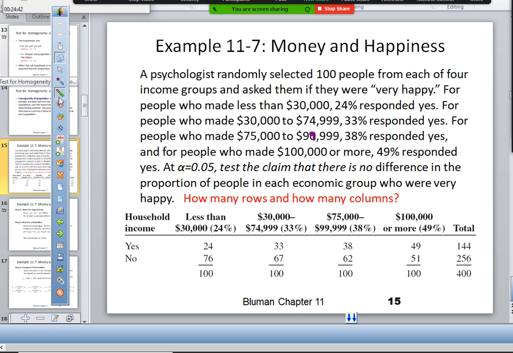Okay. So we have, remember, you're only going to count the data. Don't count the totals. We have 2 rows and 4 columns here of data. 2 rows, 4 columns. All right.